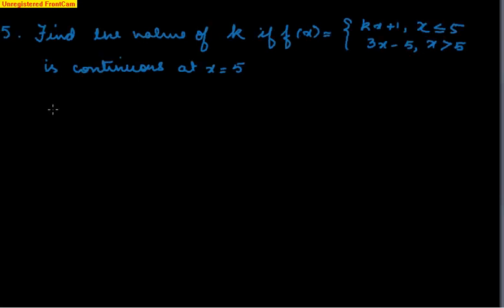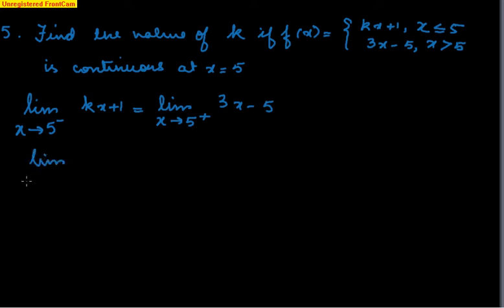Alright. Next question says: find the value of k if f(x) is equal to kx plus 1 when x is less than equal to 5, and when x is greater than 5, 3x minus 5, is continuous at x equal to 5. Now again, as we've done in the previous question, we take limit x tending to 5 minus. The function is kx plus 1 and the limit x tending to 5 plus, the function is 3x minus 5. Because it is continuous, these two limits will always be equal.